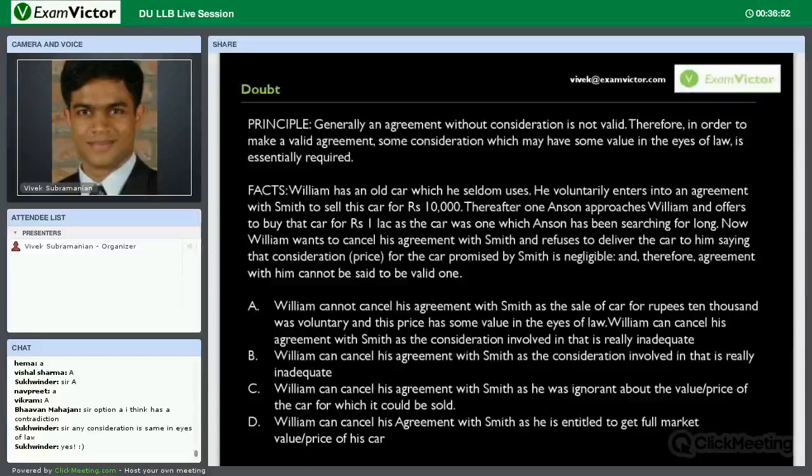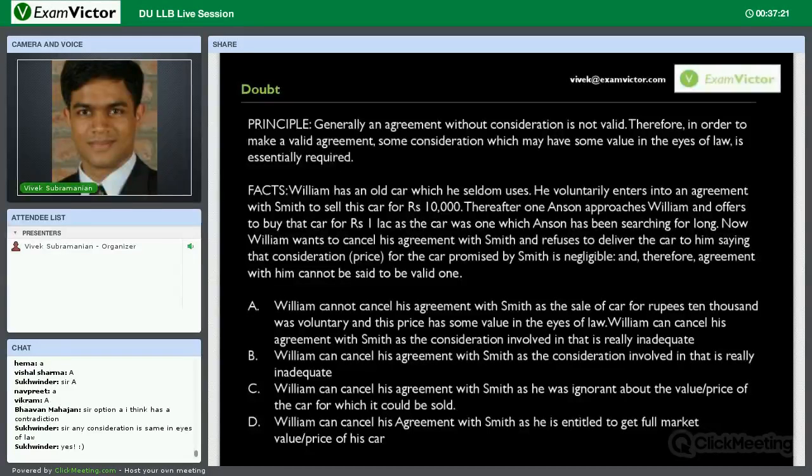And as I said, the principle says that there should be some consideration. Mark the word some consideration. It does not say adequate consideration. So for an agreement to be a valid agreement, there should be some consideration which may be adequate, which may not be adequate. To some persons the consideration may sound adequate, to others it may not sound adequate. But that is not the point. There should be some consideration which may have some value in the eyes of law.